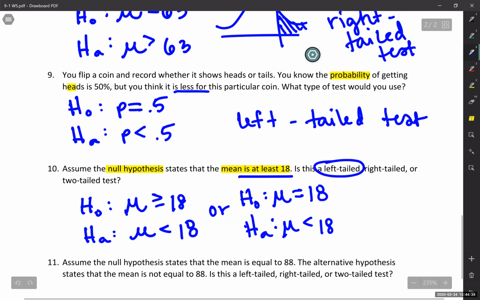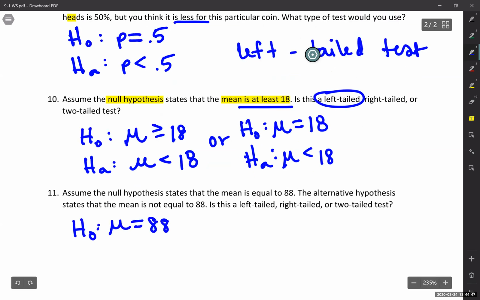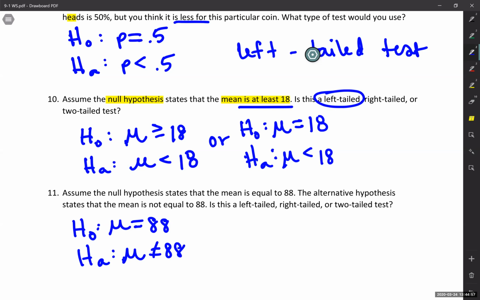All right, finally, the null hypothesis states that the mean is equal to 88. And the alternative states that the mean is not equal to 88. So that was pretty cut and dry. I just copied down exactly what it said using symbols. So since I have a not equal, did we draw a picture of a not equal? Yeah, number 7 was the not equal. So this is a two-tailed test.